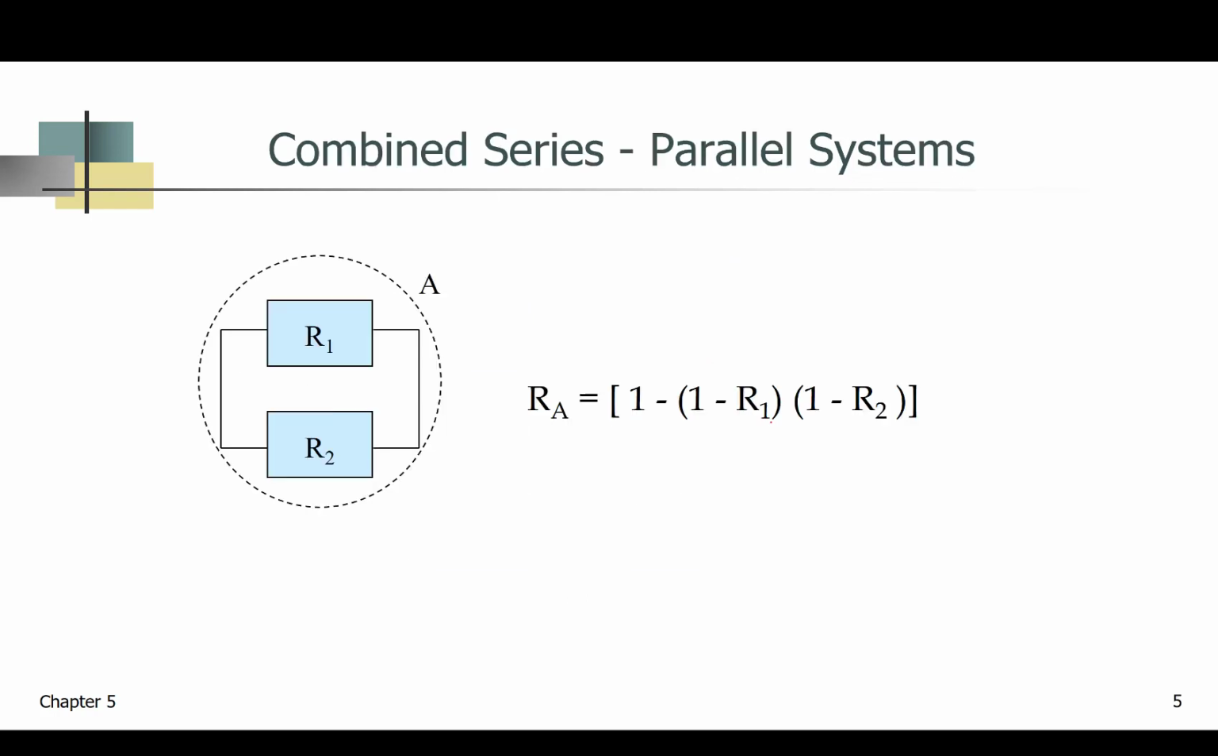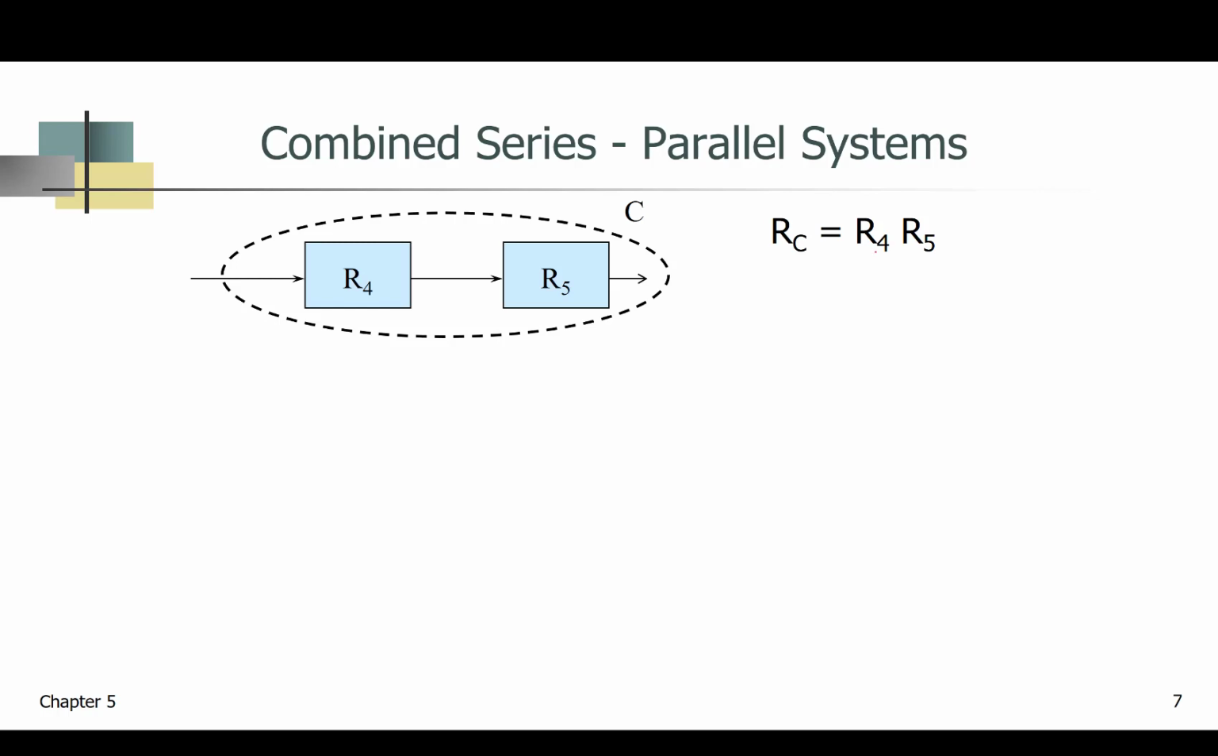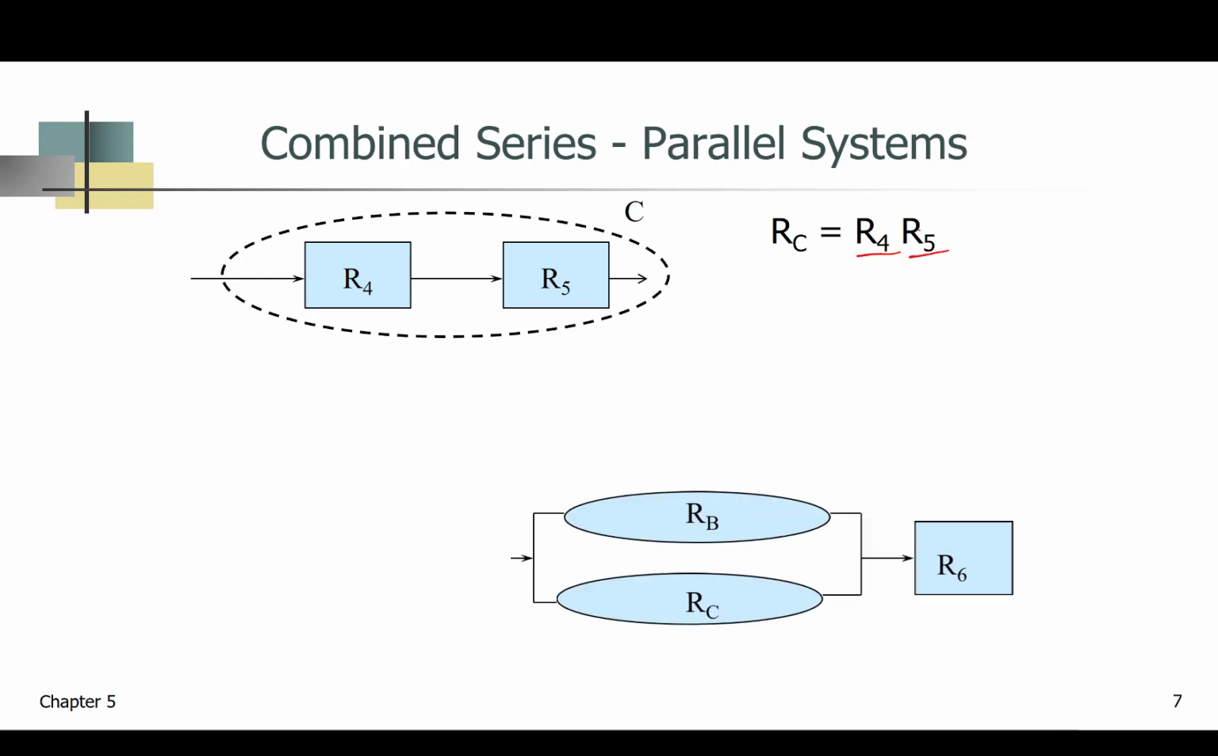So for A, we have the failure for 1, and we have the failure for 2, and if we multiply it and subtract from 1, we have the reliability for A. For B, we have the subcomponent A, which is in series with 3. So we need the reliability of A times the reliability of 3, and we found the reliability of A up there. For C, strict application of the multiplication rule, probabilities 4 times 5, reliability of 4 times 5.